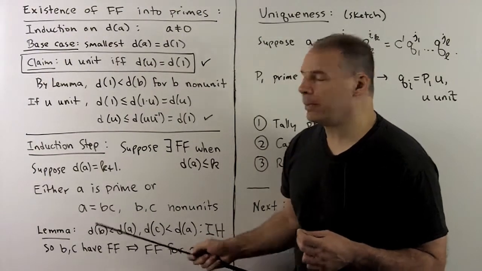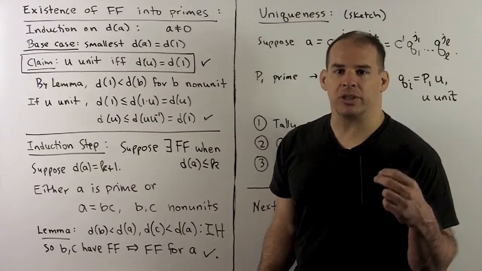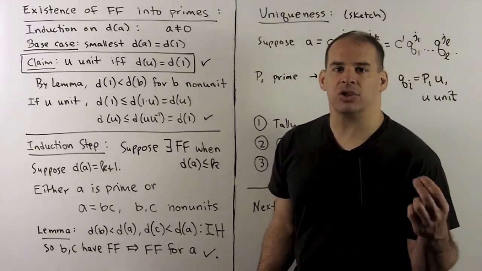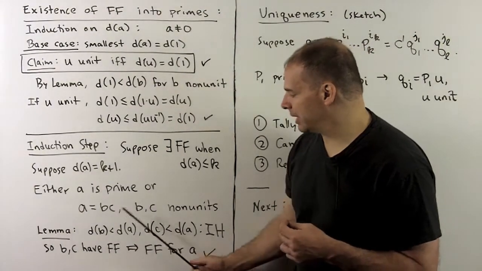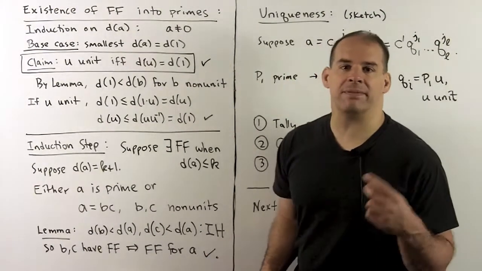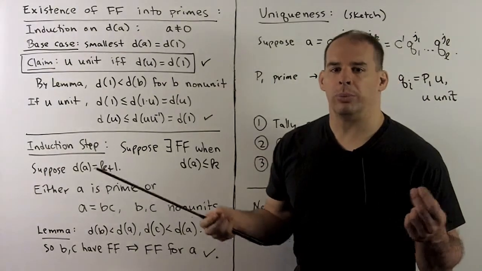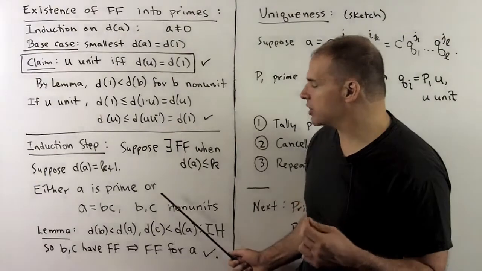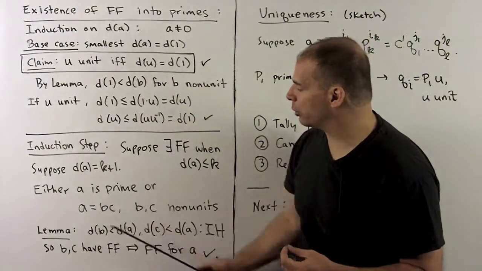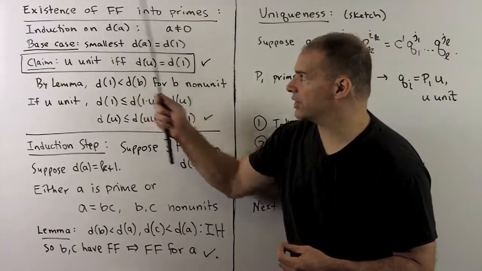Now by the lemma, D of B is strictly less than D of A, and D of C is strictly less than D of A, so the induction hypothesis applies to B and C. So B and C have finite factorizations. When we put them together, we get a finite factorization for A. So that's the induction step, and that's the induction proof. So we have existence.